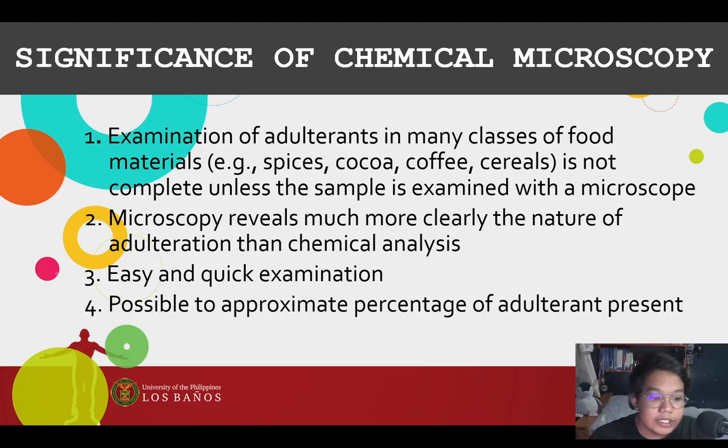The next is for you to easily and quickly examine your sample via microscopy. Kasi imamount mo lang naman yung inyong sample sa microscope and you have to look through the specimen kung may adulteration bang nagaganap. Alright? Then, the last significance is that it is possible to approximate the percentage of adulterant present. Okay?